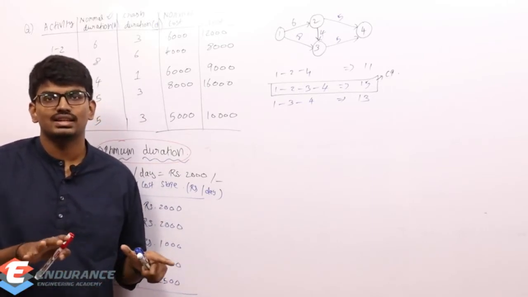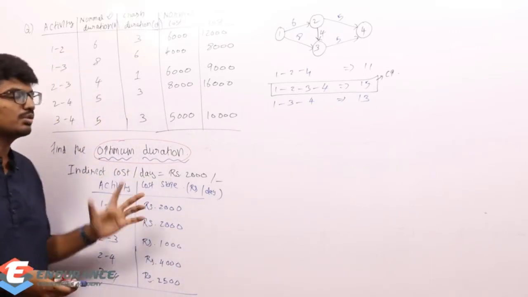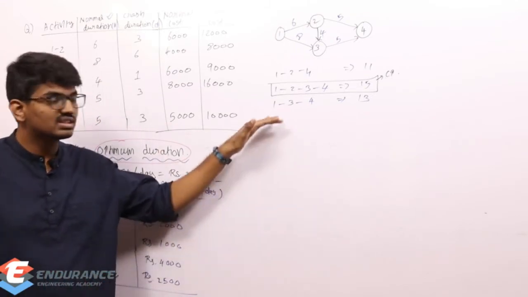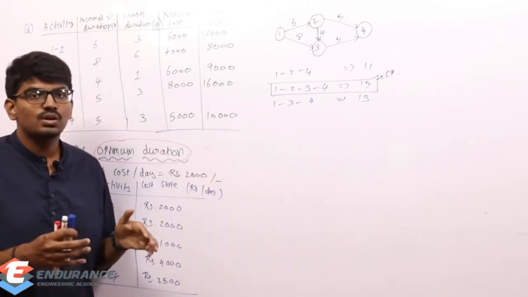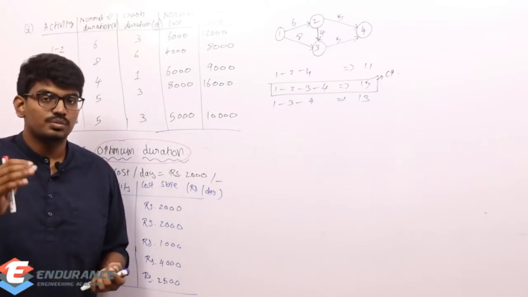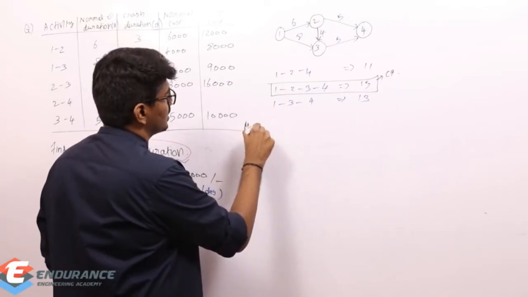They are not asking like that. In this question, the clear-cut idea is they are asking for the optimum duration. So for finding out the optimum duration, what you need to do is, from this step, simply find out what is the maximum possible crashing in the network. I will explain what that means.